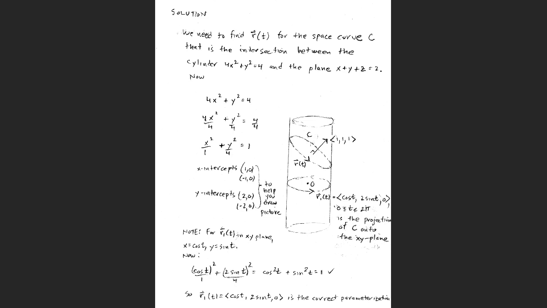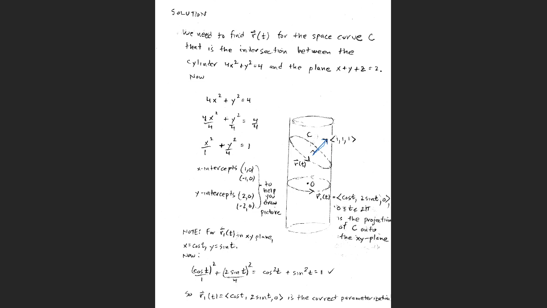How do I know that this, man, it's hard because I gotta switch back and forth. How do I know it has components 1, 1, 1?